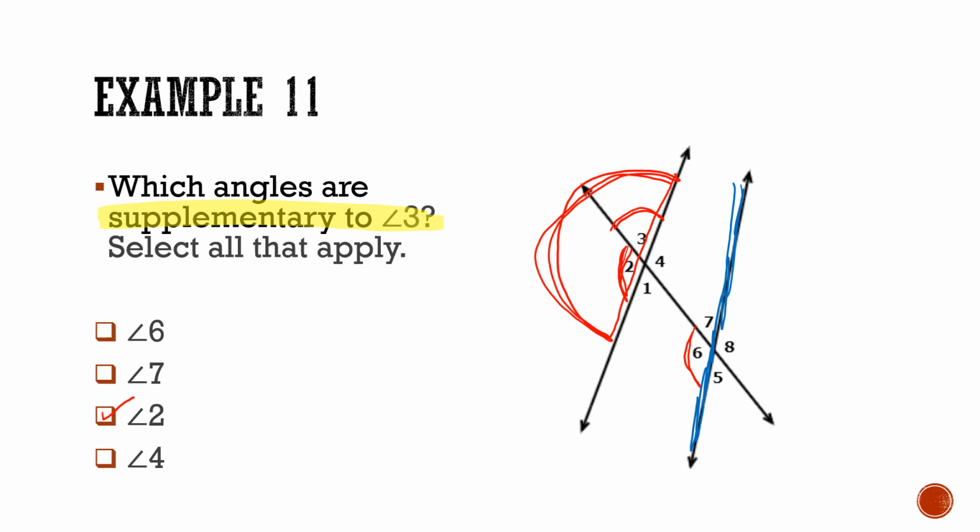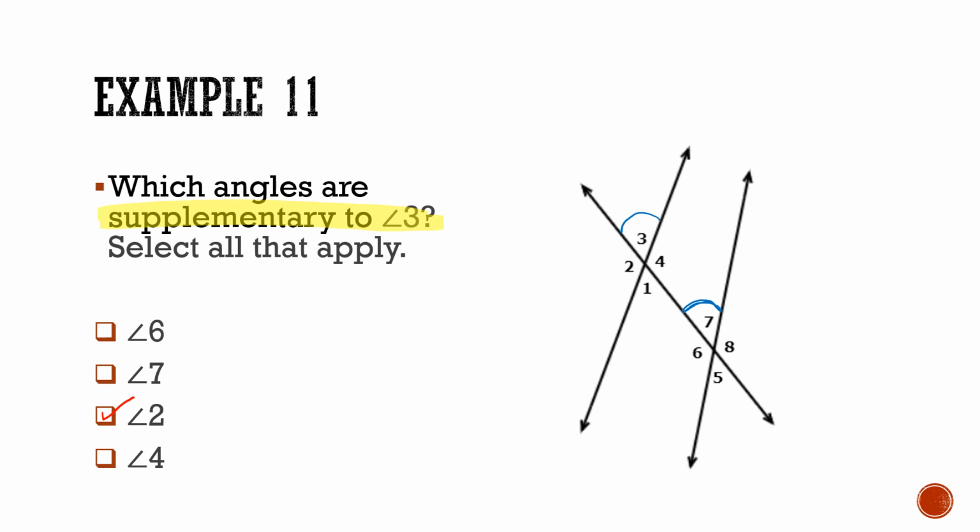Okay, let's check angle 7. Let me erase some of this mess here. So with angle 7, that's going to be this one. So that is 2 acute angles. Remember that an acute angle is an angle that measures less than 90 degrees. So if we've got 2 angles that are less than 90, even if they were both, say, 80, 80 and 80 would only give us 160.